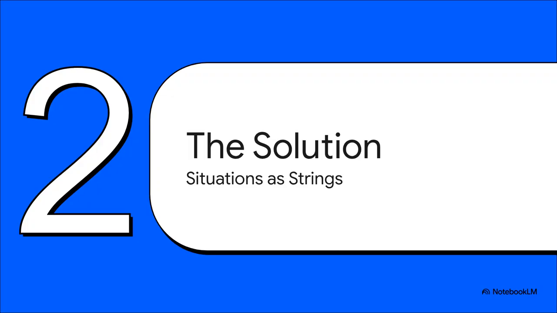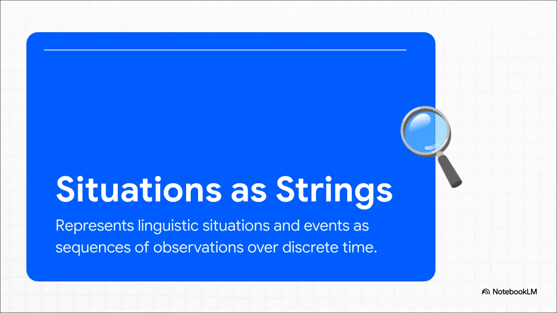So the big question is, how do you bridge that gap? How do you get from the messy river to the clean snapshots? Well, the solution is this really brilliant idea that comes straight out of computer science. It's called situations as strings. And really, at its core, the idea is wonderfully simple.